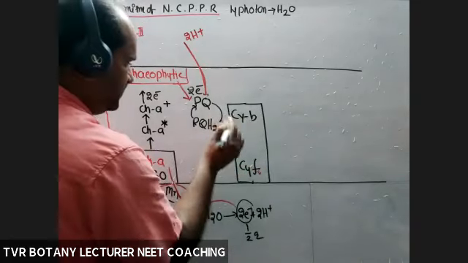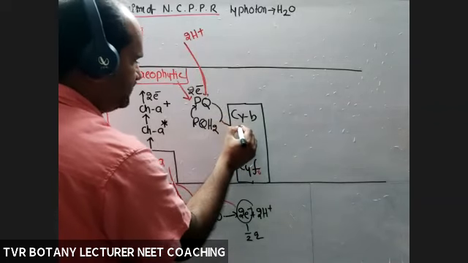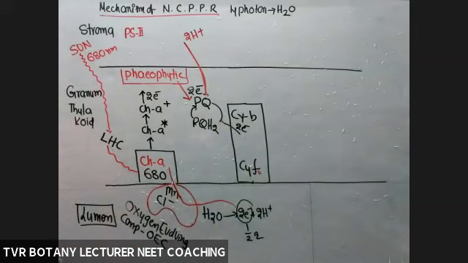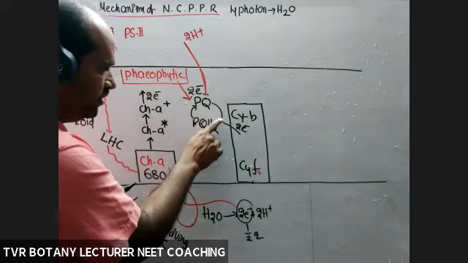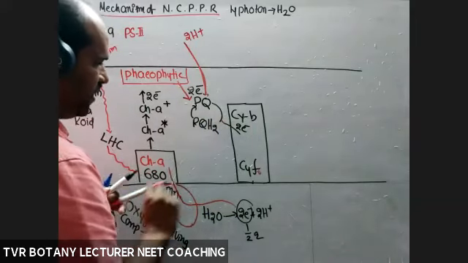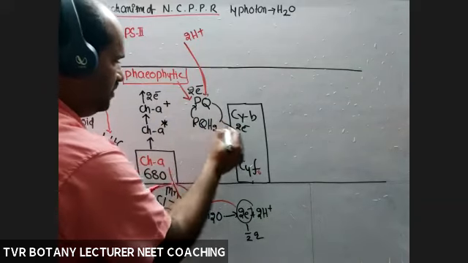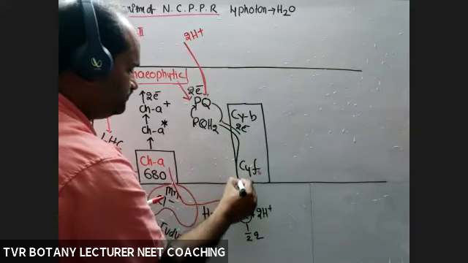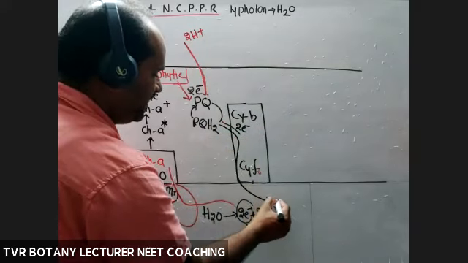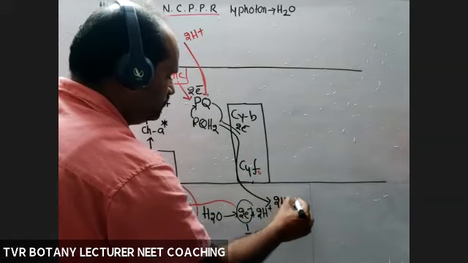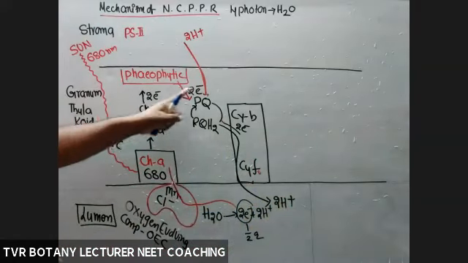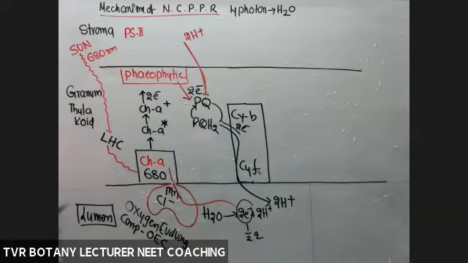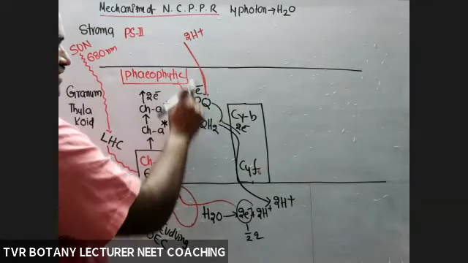So now electrons are accepted by the cytochrome complex. While transporting 2 electrons, what about the protons? 2 electrons are given to this one. Now protons, how many? 2 added to the lumen. 2 electrons, 2 H plus, a 1 to 1 ratio.